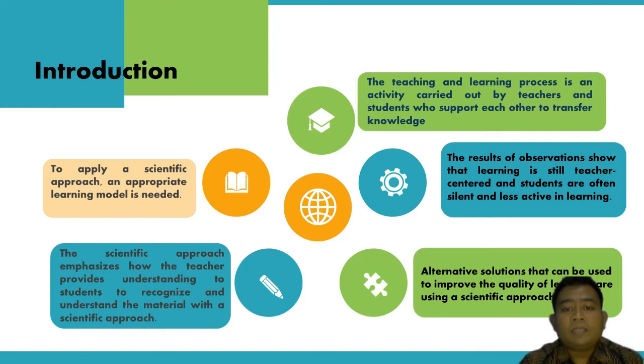To apply a scientific approach to learning, a learning model that can accommodate scientific learning is needed. A learning model is a theoretical framework oriented toward goal, procedure, and learning management. Some learning models that can be used to make learning meaningful are number head together and think pair share.